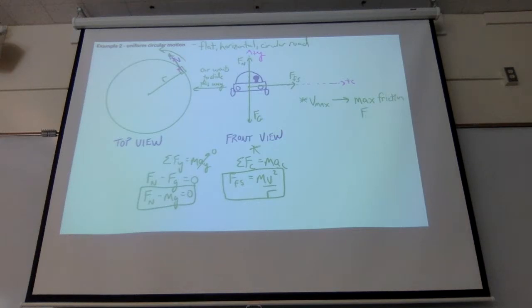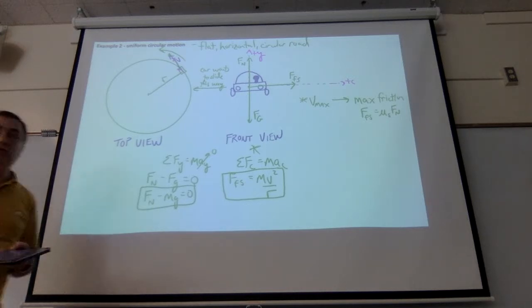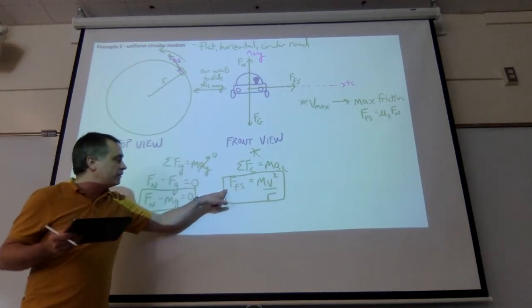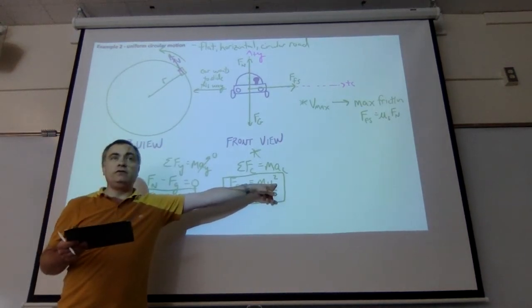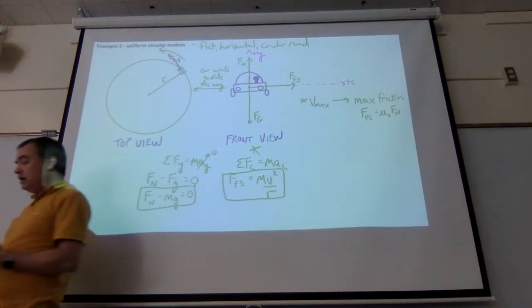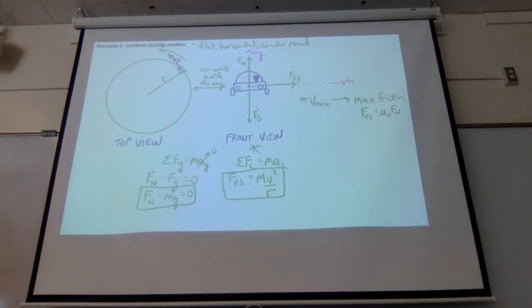And that's when I can say that the static friction is equal to mu s times Fn. Remember, that's the maximum friction equation. It ranges from 0 up to that value. So if I use that equation for static friction, that means I'm going to be solving for the maximum velocity for this particular road. So let me go ahead and give you some numbers just because it'll make you happy to have something to actually solve for.